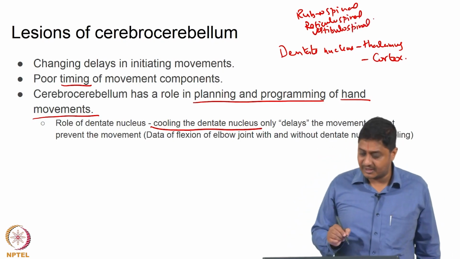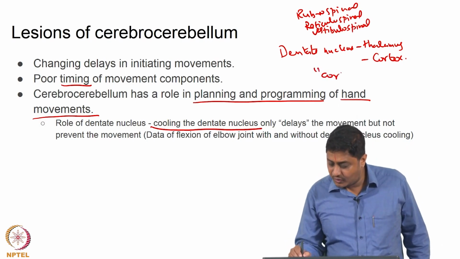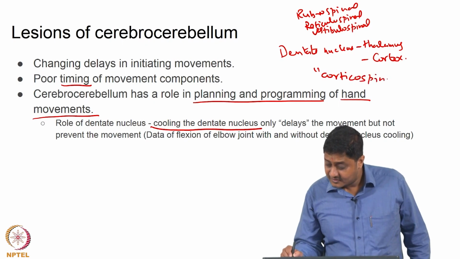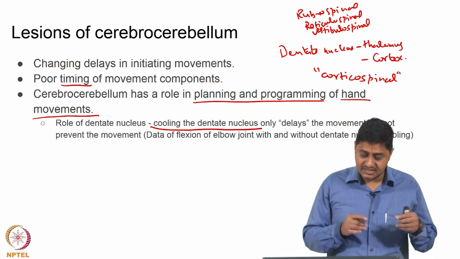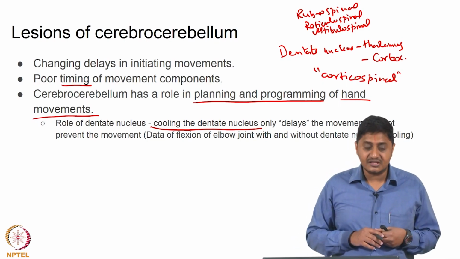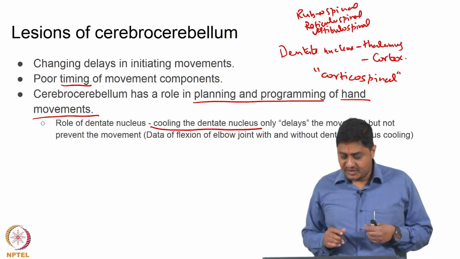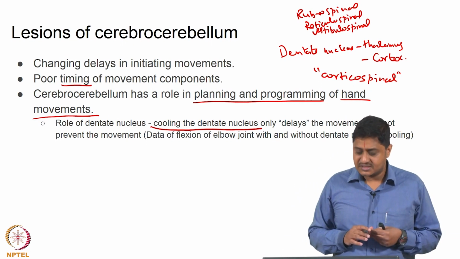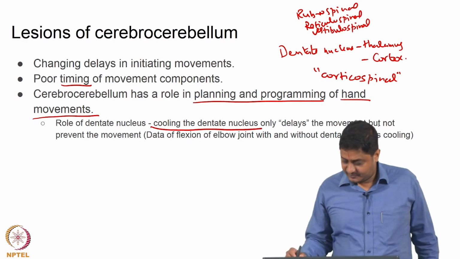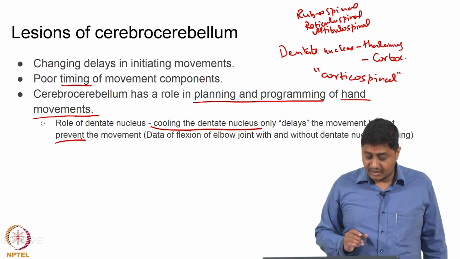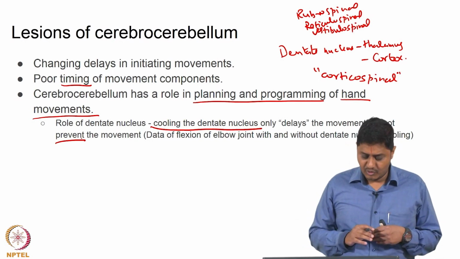Here we are discussing cerebrocerebellum. Here most of the projections to the muscles are through the corticospinal tract. So, the projections from the cerebellum go to the cortex, and from the cortex the spinal cord receives information via the corticospinal tract or the pyramidal tract, etc., right. So, when you selectively cool the dentate nucleus, the movement is delayed, but it is not prevented. Crucially, the continuous cooling of the dentate nucleus does not prevent the movement.